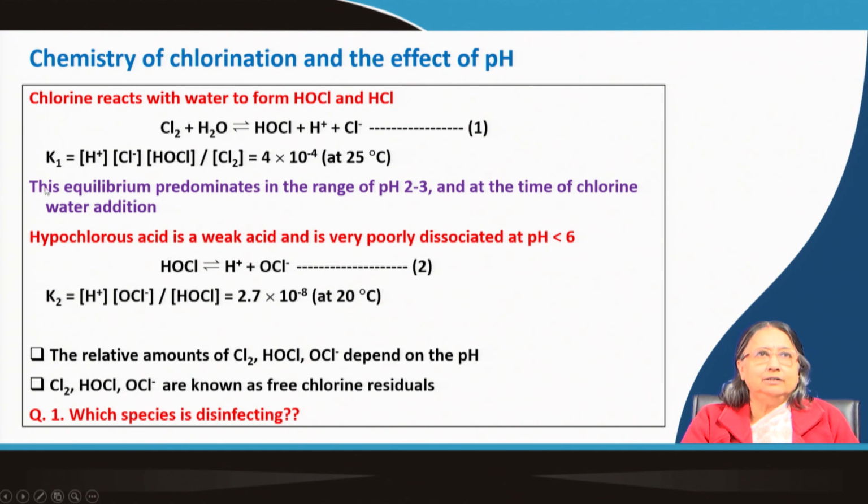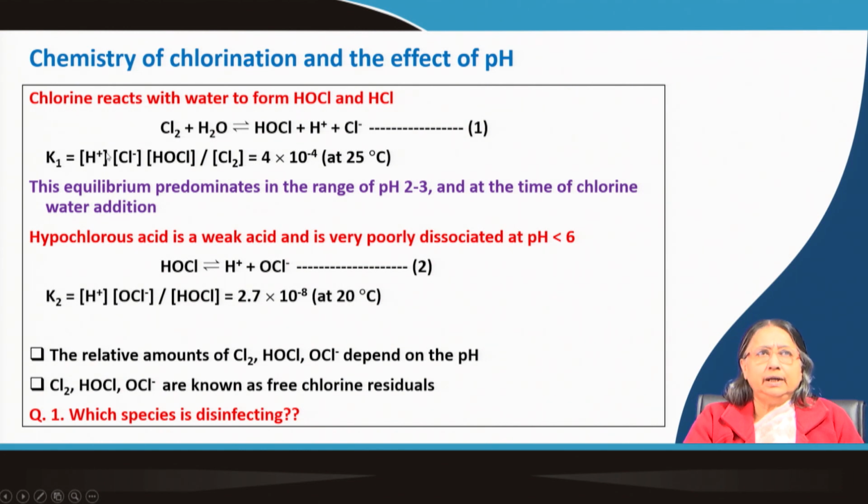Now, what is there? You can see chlorine reacts with water. This we have learnt in our school days, that if you allow chlorine to dissolve or react with water, then it will form HCl and HOCl, hydrochloric acid and hypochlorous acid. And you know the equilibrium expression. So, this is the equilibrium constant.